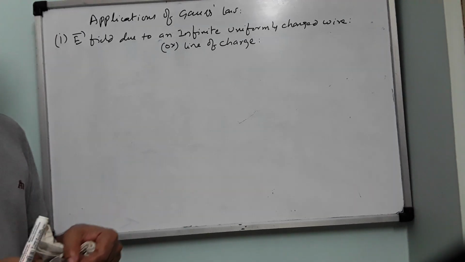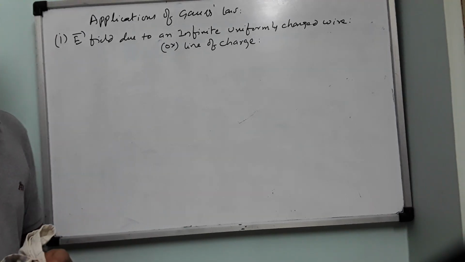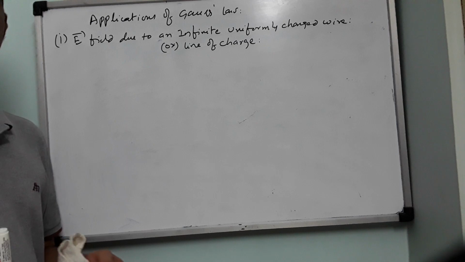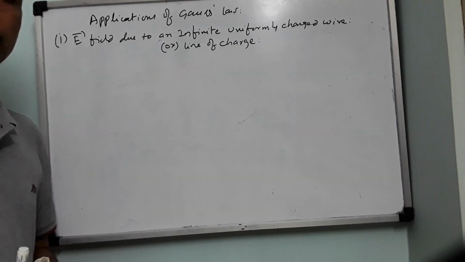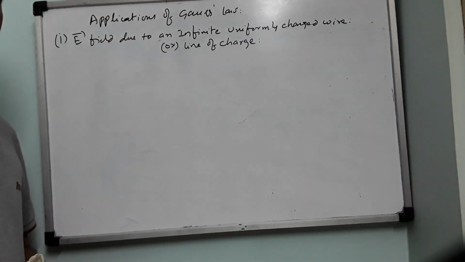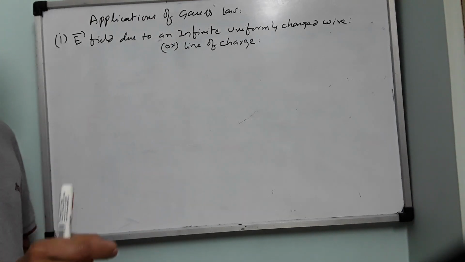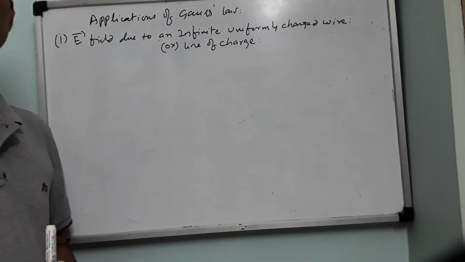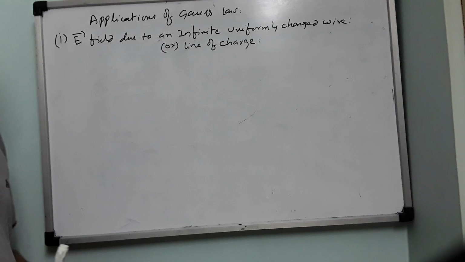So in a system of two charges, both of them are discrete. In all such cases, you can use Coulomb's law to calculate the electric field. But if the charge is continuously distributed rather than discrete, then Coulomb's law cannot be applied. Then we go to Gauss law.